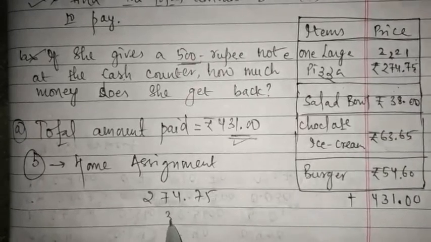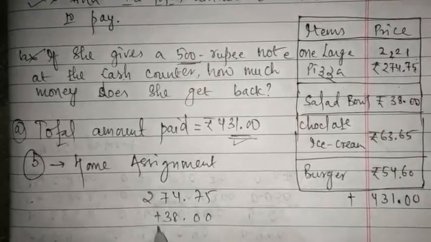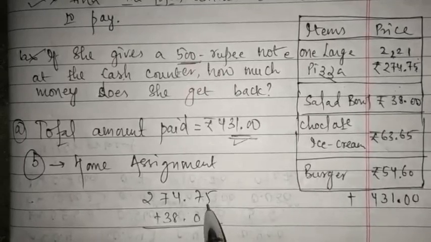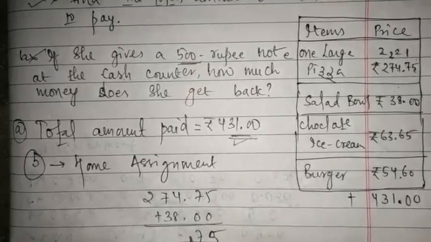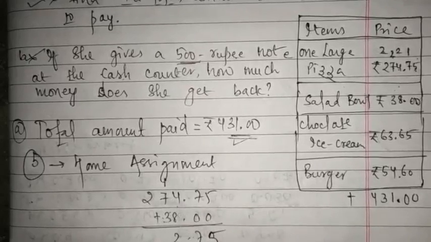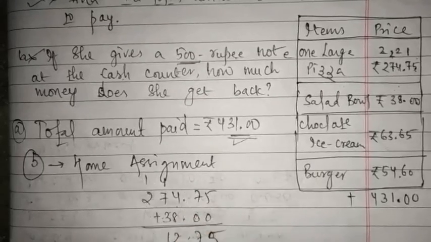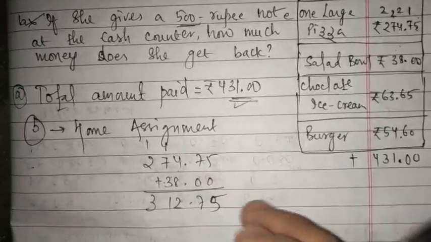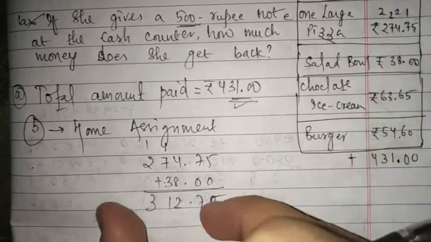274.75, then 38. Systematic order should be written. Okay, 5 plus 0 is 5, 7 plus 0 is 7, 8 plus 4 is 12, 1, 7 plus 1 is 8, 9, 10, 11, 2 plus 1 is 3.